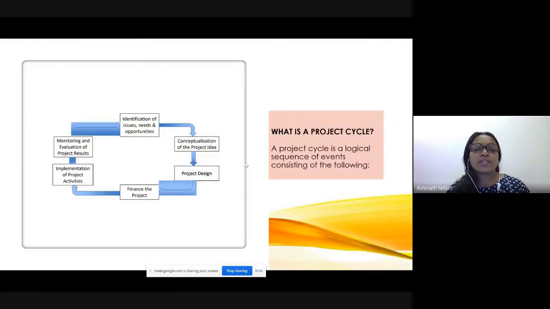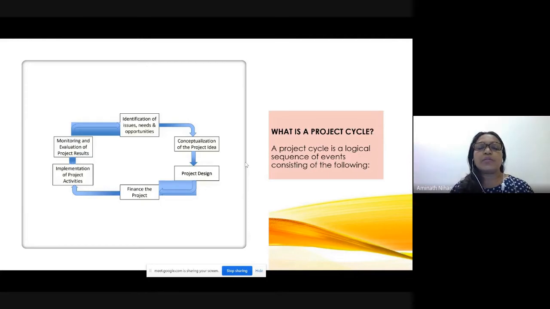So here's the project cycle. As you can see at the top, we have to begin with the identification of an issue or a need or an opportunity. So then the logical sequencing begins. First of all, the issue has to be identified. The needs have to be identified. What are the opportunities to implement the project? What is the importance of the project? All this you have to identify, after which you have to work with the project idea, conceptualize it.